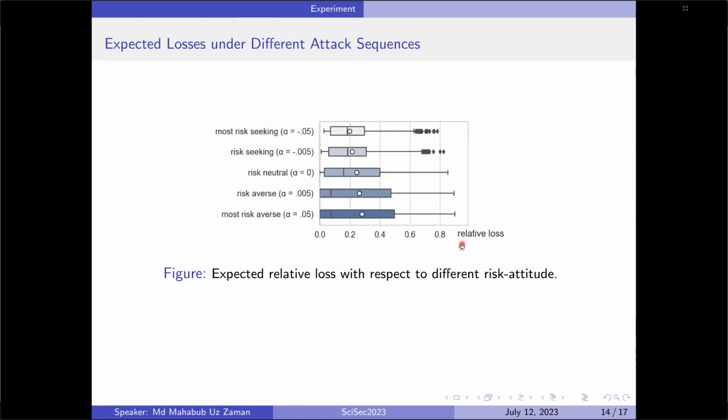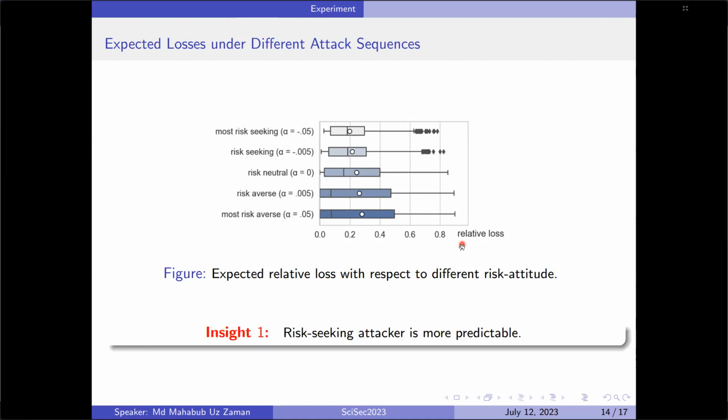In our first experiment, we try to see what happens when different types of attacker attack and what the relationship is with the relative loss. We see that the most risk averse attackers have a very high variance of relative loss, and the most risk seeking attacker has very low variance of relative loss. From that, we find the insight that a risk seeking attacker is more predictable.